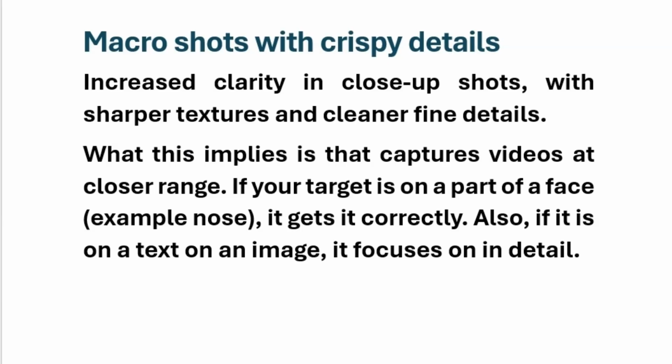Okay, the next feature of this AI video model, which is Kling 3.0, is macro shots with crispy detail. Increase clarity in close-up shots with sharper textures and cleaner fine details. Okay, I make some points here. I say what this implies is that it captures videos at closer range. If, for example, you are targeting the nose of somebody in a picture, it gives you that close range whereby it shows you this nose specifically. That's what it means by these close-up shots.